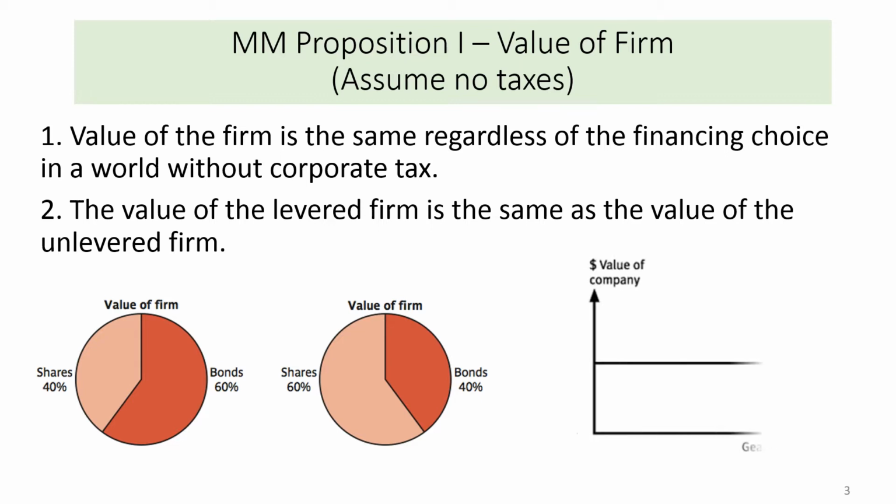As shown in the figure, the value of the firm is a horizontal line for all levels of debt-equity ratio. Why? Through homemade leverage, individuals can either duplicate or undo the effects of corporate leverage. I'm going to explain the concept of homemade leverage in the subsequent slides.